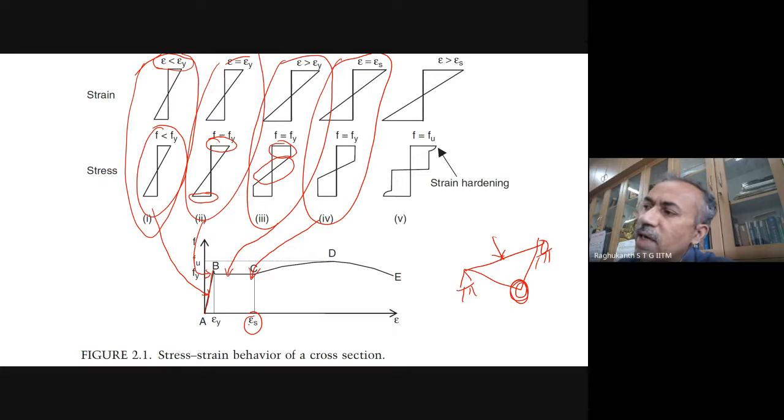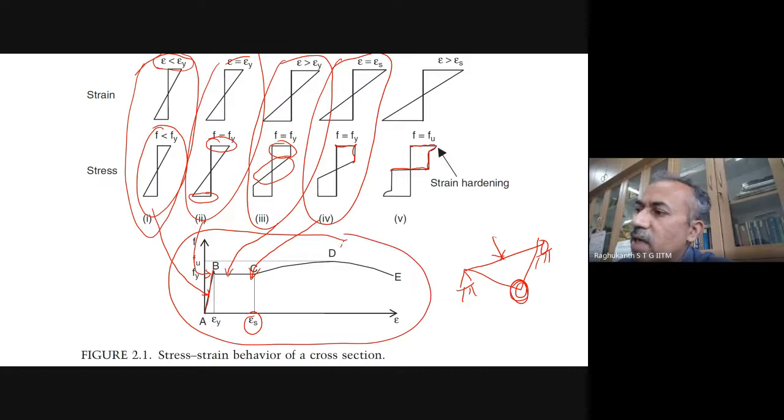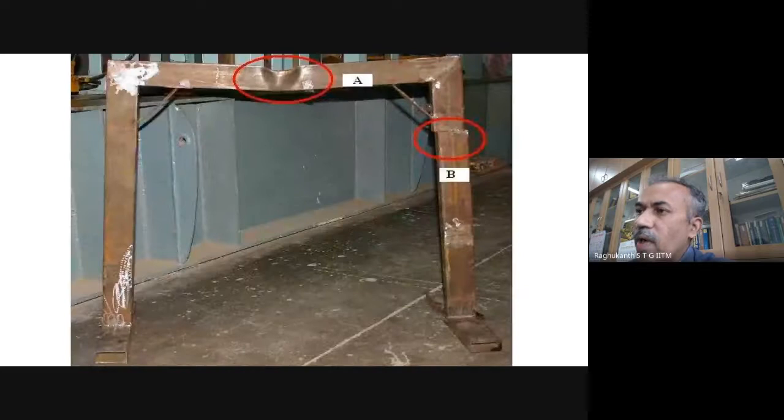And then when epsilon is greater than epsilon s, slowly strain hardening comes, and whatever plastification has happened, it can still carry some more load, and you see it goes like this. And finally the plastic hinge forms, and then the structure collapses. So this is what exactly happens. If you look at the stress-strain curve and at the stresses in your cross section, this is exactly what happens in reality.